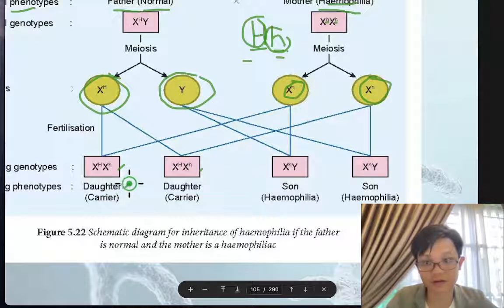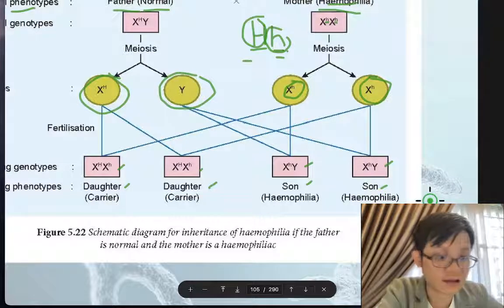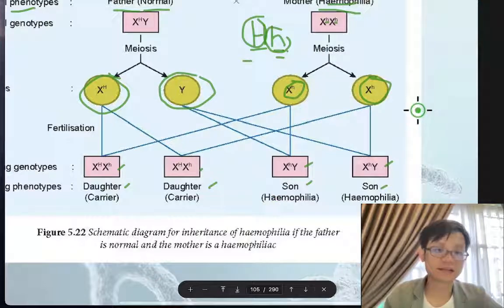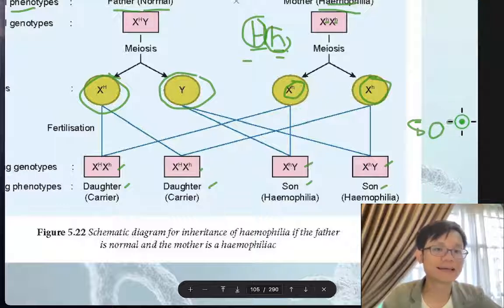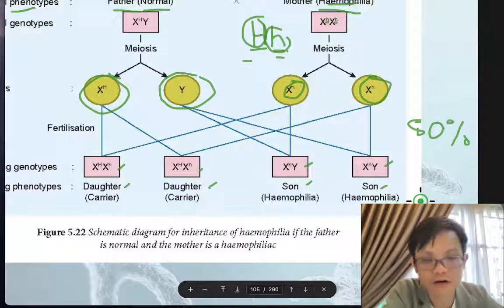So daughter, no issue. XY means is a boy. XY is a boy, so this is a boy, this is a boy. So the chances that we have baby is always XX, XX, XY, XY. The chances that you have boy or girl is 50%. So I would say it's very fair lah. No need to be scared too many girls in the world. No need to be scared too many guys in the world.